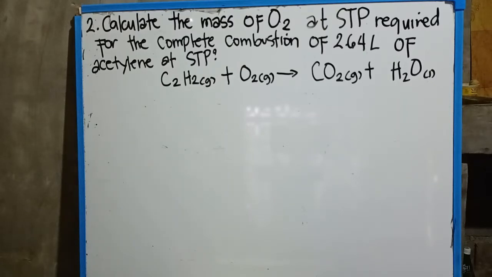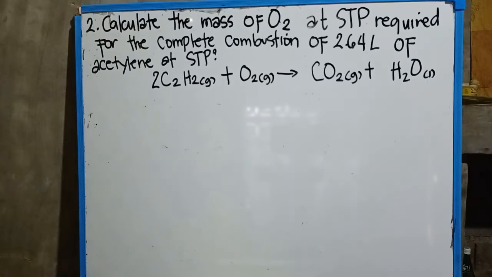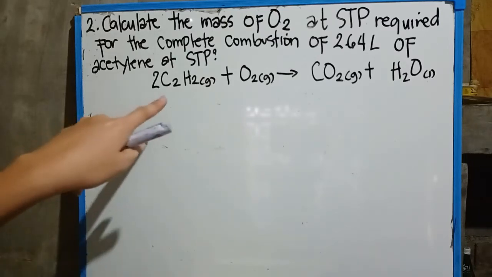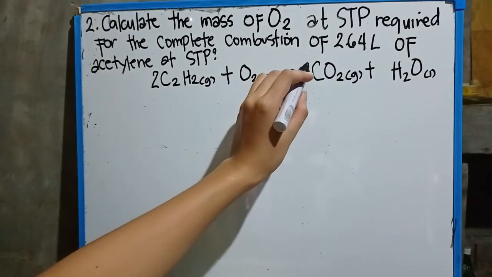So first, let's balance. Starting here, 4 carbon, 4 hydrogen. Since here is 4 and this is 1, we're going to put 4.